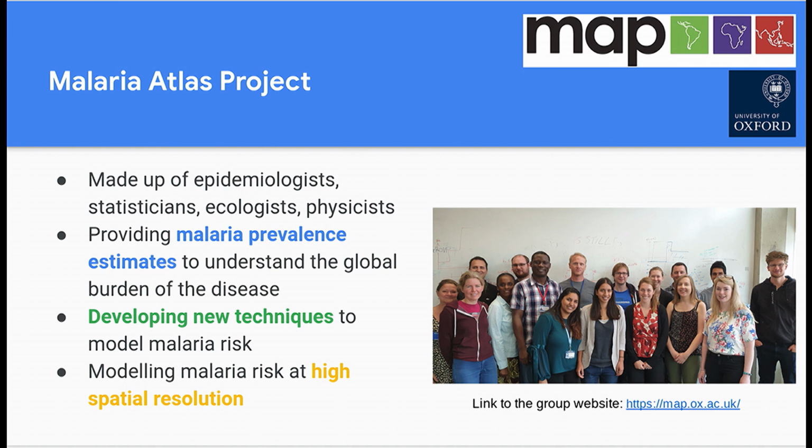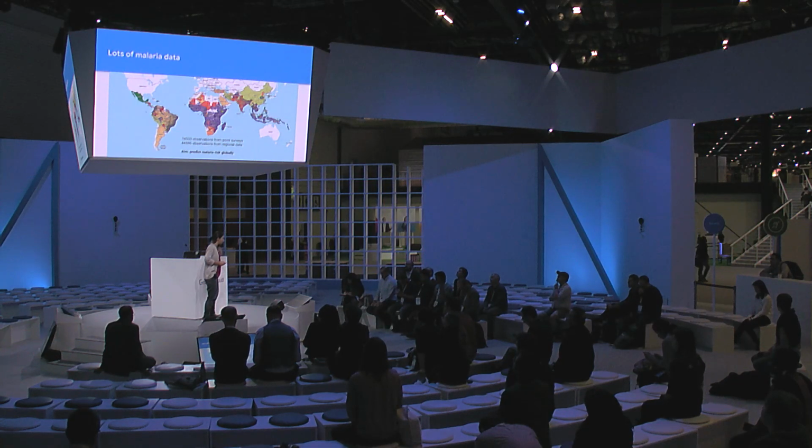While malaria is decreasing globally, which is great, this does mean that it becomes harder to model, because as burden decreases, we have to develop new techniques to model low burden areas, which is more complex. We model at very high resolution, very fine scale, because these kinds of maps are vital for policymakers to understand where to target interventions and how to start eliminating malaria.